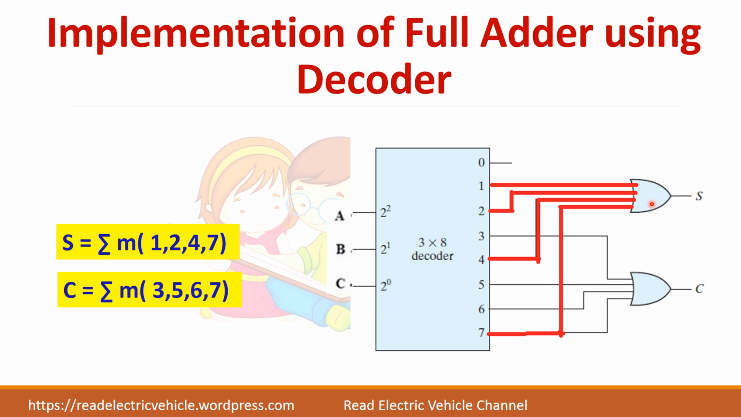It means that it is an OR gate. So take an OR gate, connect the first pin, second pin, fourth and seventh pin. To get the carry as output, 3, 5, 6, 7 should be ORed together. Okay. It's very easy to implement a full adder using a decoder.